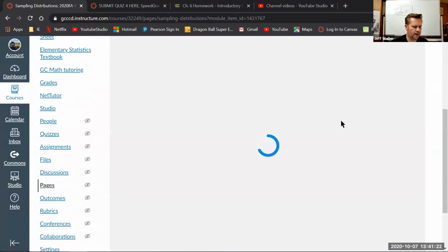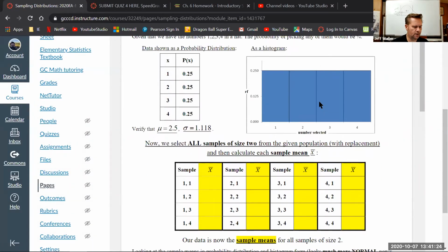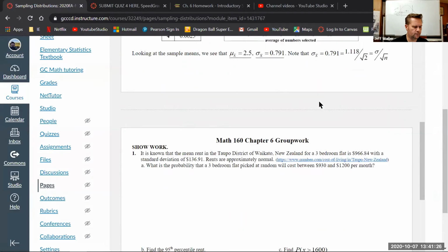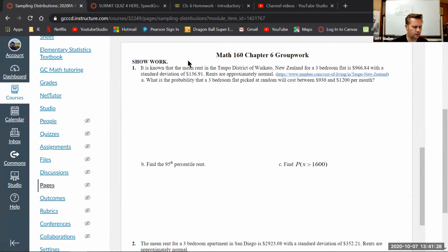And on the back side of this are some review questions. There they are. All about rent in New Zealand. I'm not saying that I'm considering moving in November, but you never know.